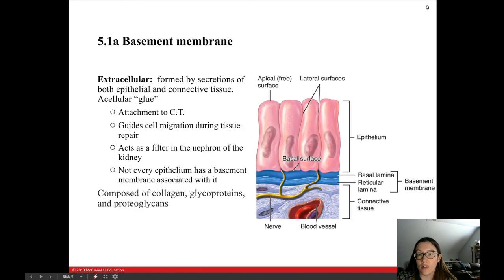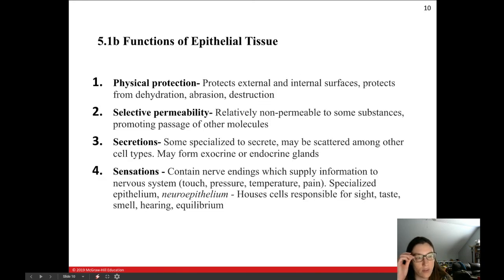All right, so now we're going to go into functions of epithelial tissue. The functions are going to vary pretty widely depending on the type of tissue we're talking about. So the first function is physical protection. Some epithelium protects the external and internal surfaces, and it protects us from dehydration, abrasion, and destruction, especially our skin, right? So the keratinized stratified squamous epithelium of the skin. We'll talk a lot about this in our next chapter for the skin.